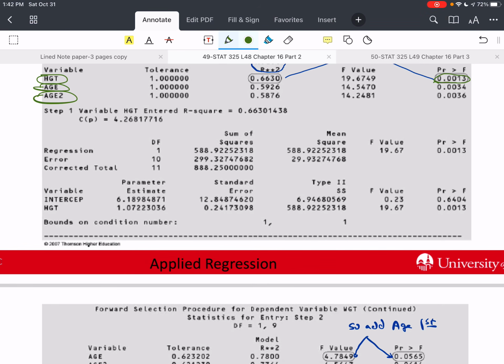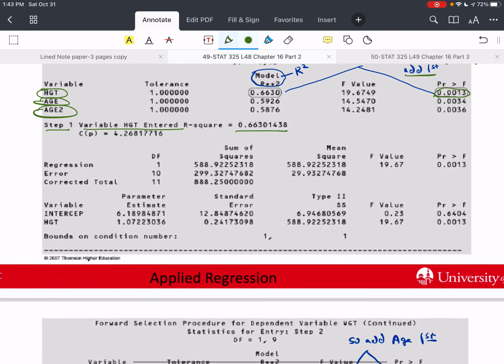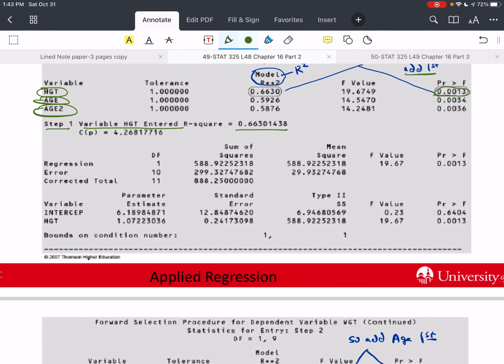So step 1 is we enter or add height to the model. Here's our r squared, and this is our model, and we look at the model and it's highly significant, and height, of course, is highly significant. It's going to be the same because this is just a single variable in the model to start.